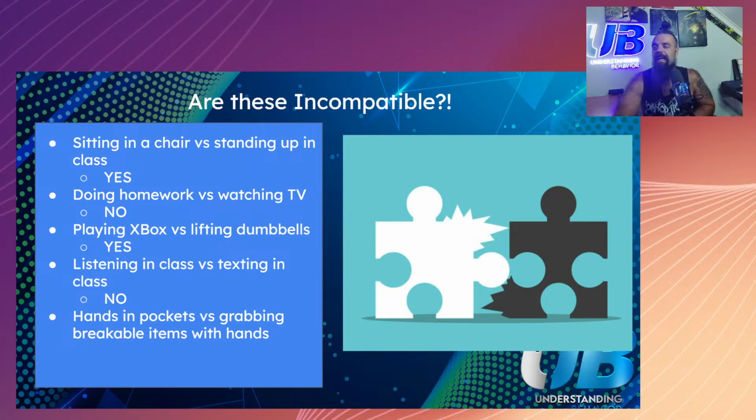All right, looks great here, crew. This one is going to be, yes, these are incompatible with each other. You can't grab something if your hands are in your pocket. So it would be a good incompatible behavior here.